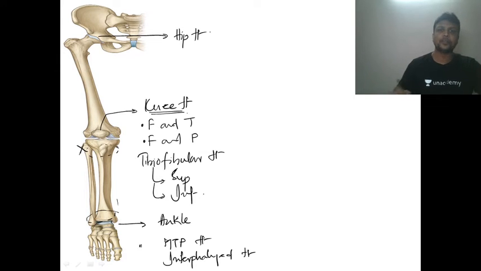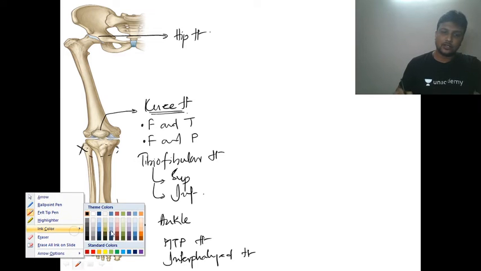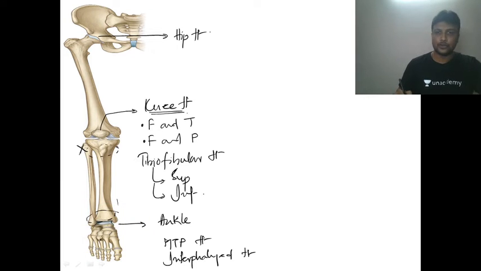Interphalangeal joint here right now. Now again we'll do the same thing. Type will be obviously mobile synovial, so we'll not write the type there. We'll just write the subtypes here right now.